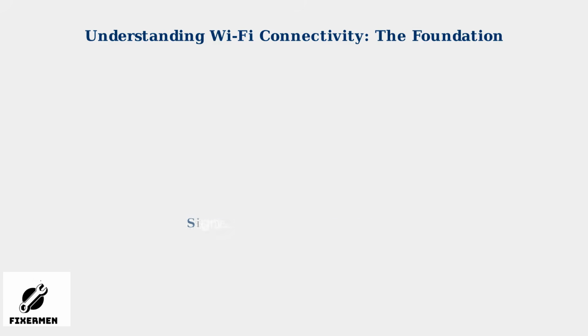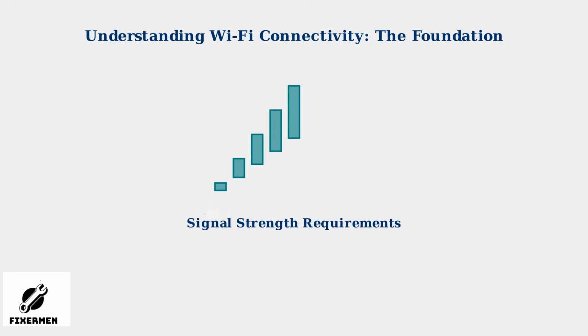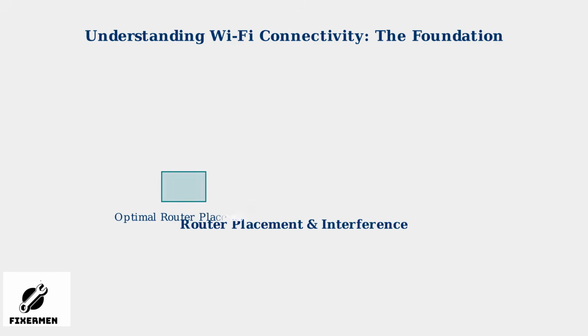To prevent offline issues, ensure your Nest Cam receives a strong Wi-Fi signal of -50 dBm or better. You can measure this using a Wi-Fi Analyzer app on your smartphone. Consider your router placement and minimize interference from other devices like microwaves or Bluetooth gadgets to maintain a stable connection.